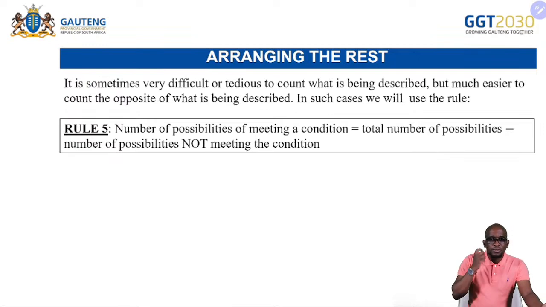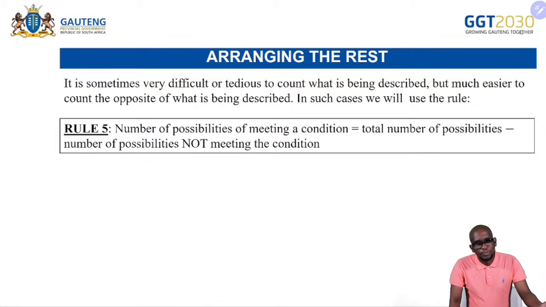Arranging the rest. Now we need to know how to arrange the rest of the items. Let's go through this concept and see what would be expected of us. It is sometimes very difficult or tedious to count what is being described, but much easier to count the opposite of what is being described. In such cases, we'll use the rule: the number of possibilities of meeting a condition is always equal to the total number of possibilities minus the number of possibilities of not meeting a condition.